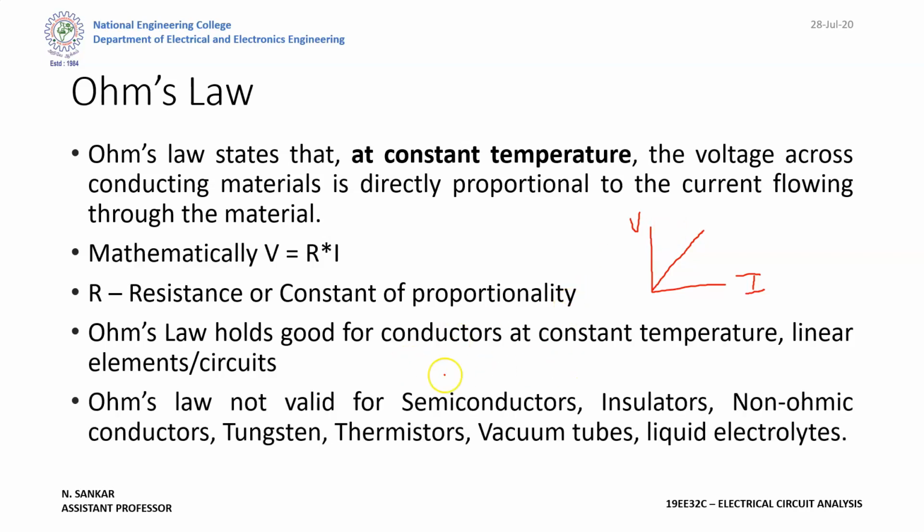Ohm's law is not valid for semiconductors, insulators, or non-ohmic conductors like the tungsten element, thermistor, vacuum tubes, and liquid electrolytes. Semiconductors and vacuum tubes have a non-linear graph. If I draw the voltage-current relation, for example for a diode, it will be like this, so the relation is not linear. For the tungsten element and thermistor, the temperature is not constant, so based on the temperature the resistance value will vary. Similarly for liquid electrolytes. So Ohm's law only holds good for conductors at constant temperature and linear elements.